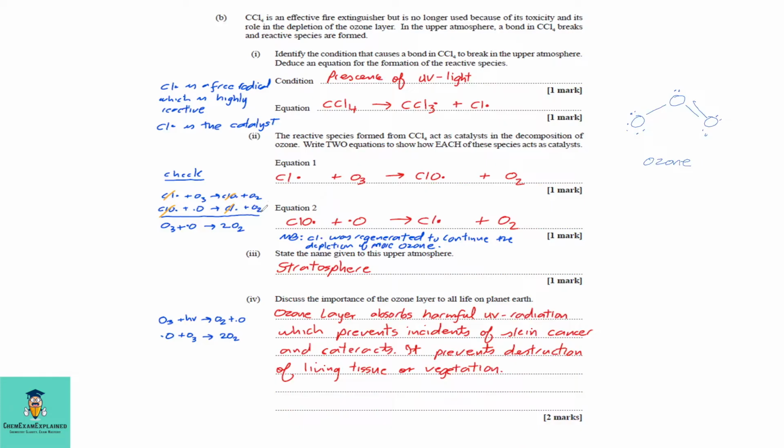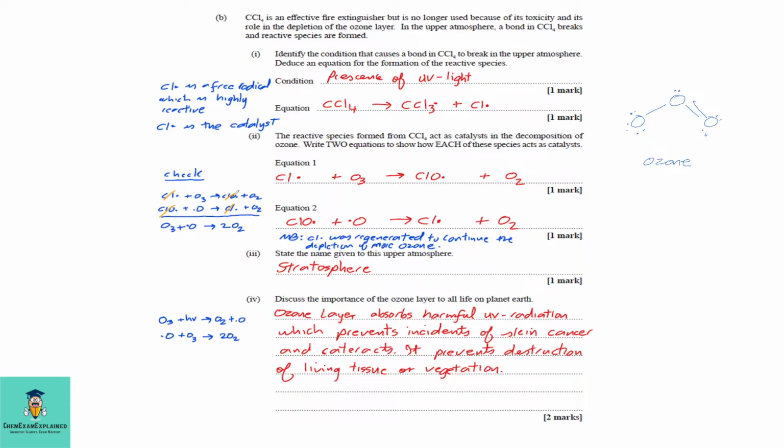Now, if we combine these two equations, you'll end up with O3 plus oxygen radical to give you two oxygen molecules. We simply remove the species that are on opposite sides of the equation. So here we have Cl radical on the left-hand side. Over here, we have Cl radical on the right-hand side.